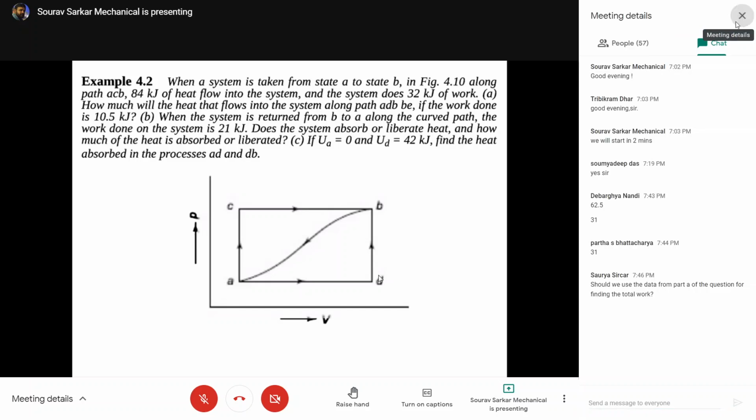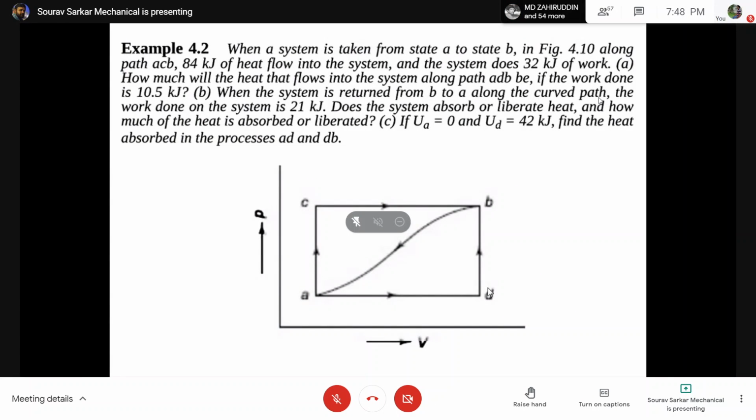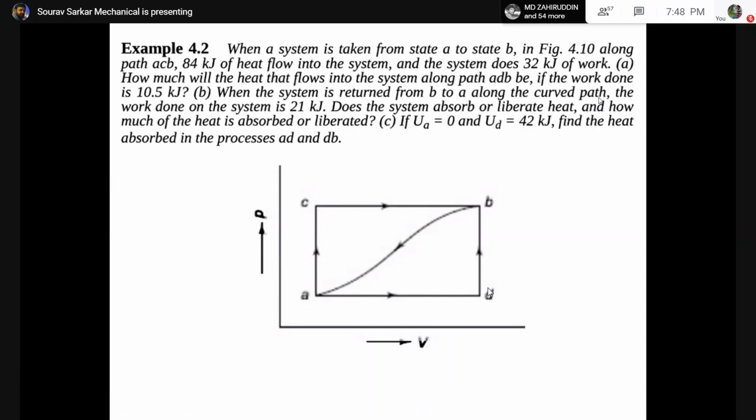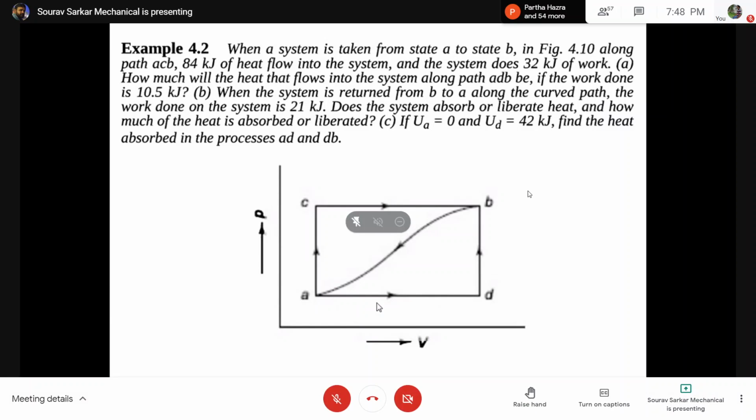Is it coming? So what is the heat transfer for A to D? You told it 52.5. Yes, sir. And what is the work transfer? Work transfer was given, 10.5. Yes, sir. No, it is not 10.5. Yeah, it is 10.5.